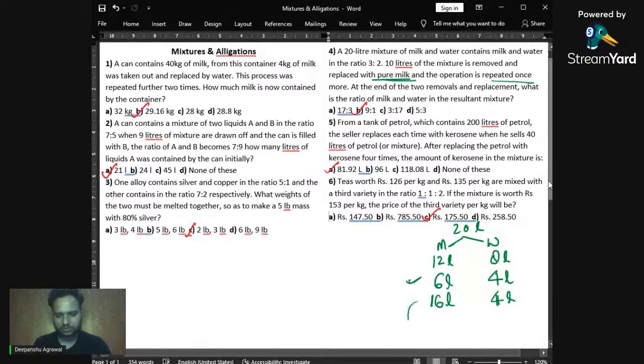So if we remove 50% milk and water out of this, milk will become 8 liters, water will become 2 liters. Now again add 10 liters of milk to it. So milk will again become 18 liters, water will become 2 liters, right? So after all, at the end, we have a 20-liter solution in which 18 liters is milk, 2 liters water. What is the ratio of 18 and 2? So it is 9:1. Done?